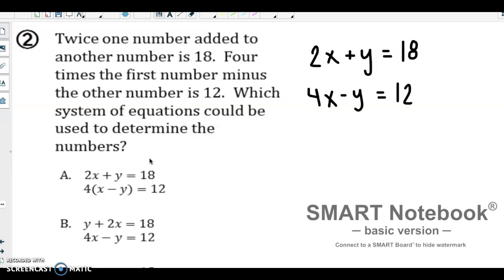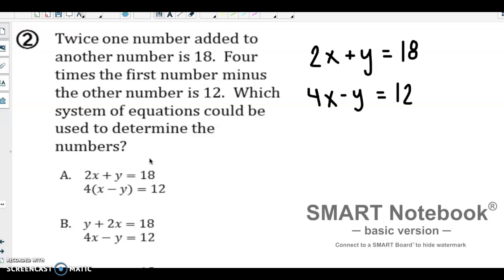So again, a system of equations is a set of 2 or more equations with the same variables. So now, instead of just being given the system and asked to solve, we are given a word problem and we have to write a system of equations that represents the word problem, the scenario.